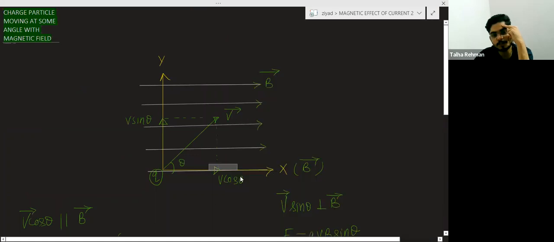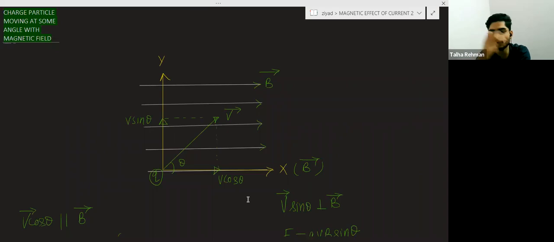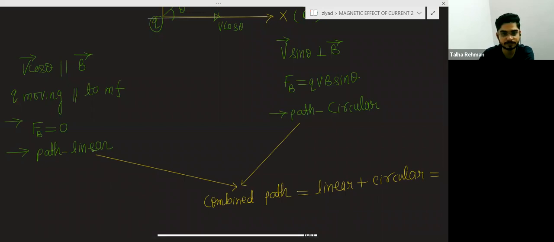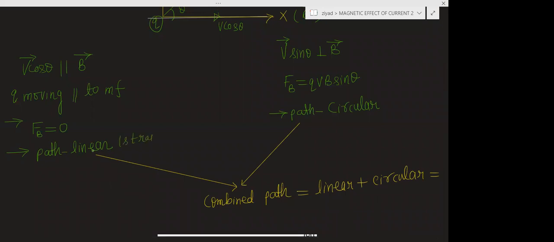Okay. This is the component of the velocity. Now you can imagine that the charged particle is moving along the magnetic field, because this component represents the velocity along the magnetic field. If the velocity is along the magnetic field, then there will be no force on the charged particle, and the charged particle will perform straight line motion. So here you can see the magnetic force Fb on the charged particle will be 0, and the path will be linear. Linear means straight line path.